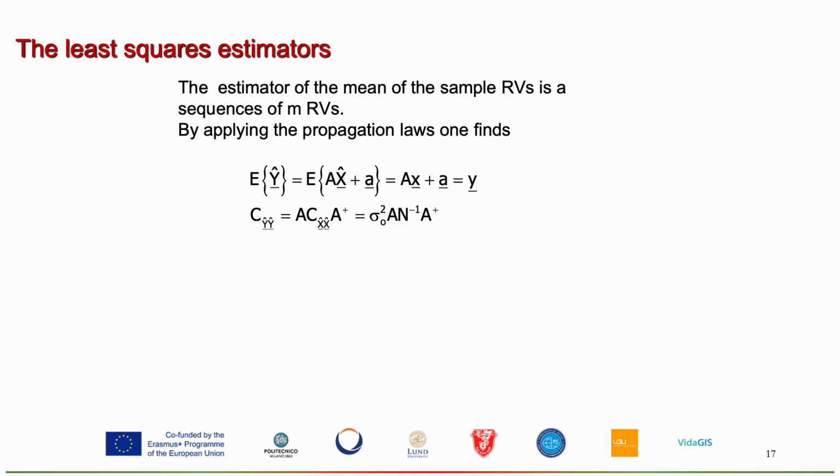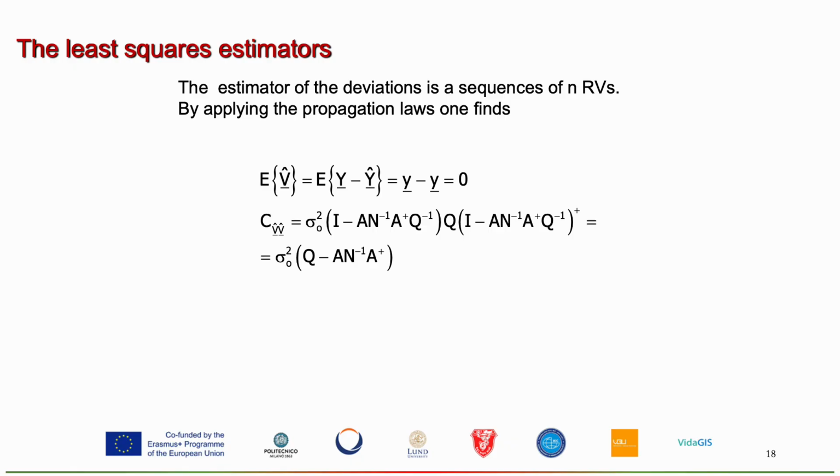Again, by the covariance propagation, we can find out the covariance matrix of the a posteriori estimated observations, and it is given by the variance that multiplies the design matrix, that multiplies the inverse of the normal matrix, that multiplies the transpose of the design matrix.